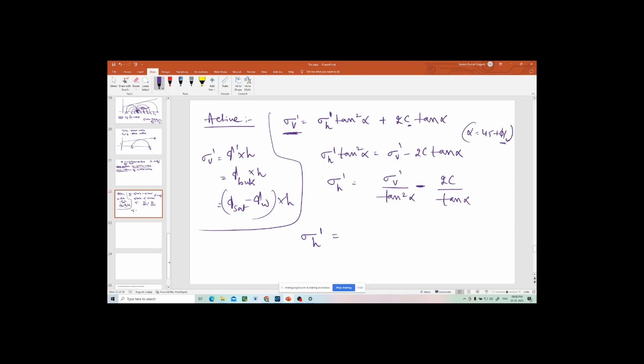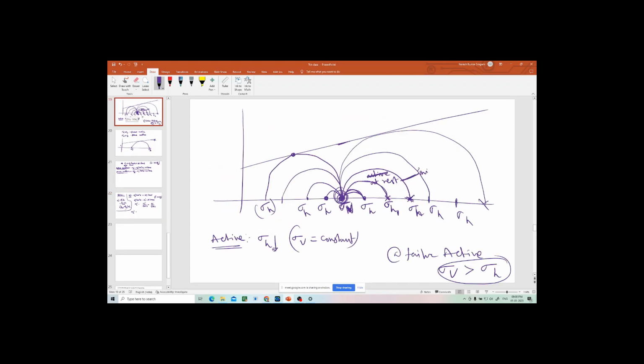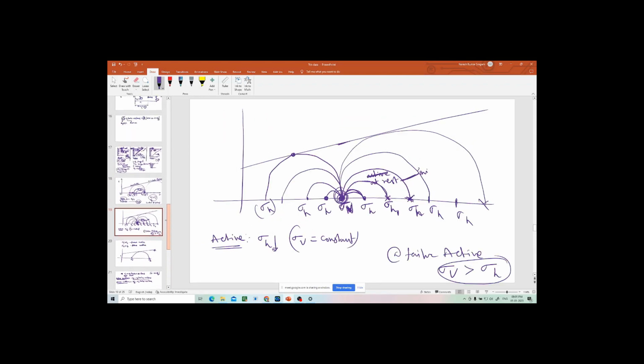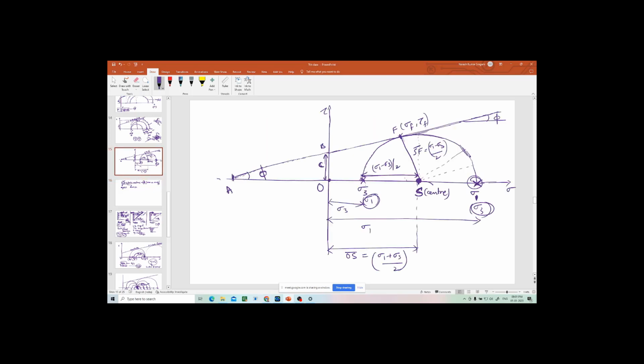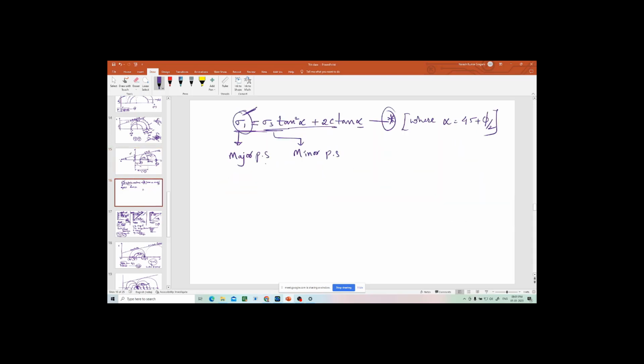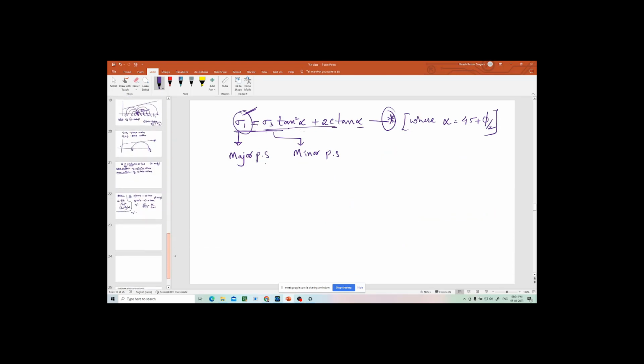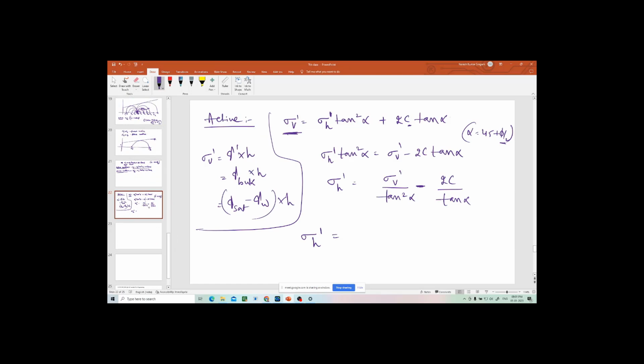I'm telling you, this equation, you can go through any standard book, or else you can use your trigonometric laws and all. You can derive this equation from this diagram. Second thing is, now this tan square alpha is nothing but what? Tan square 45 plus phi by 2, right?